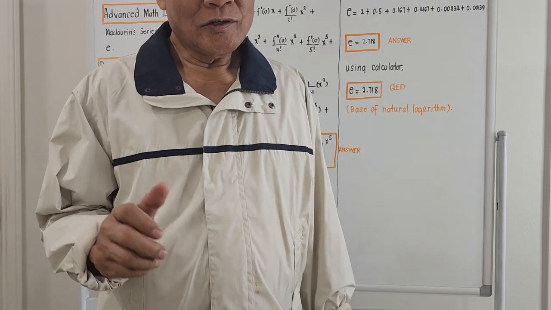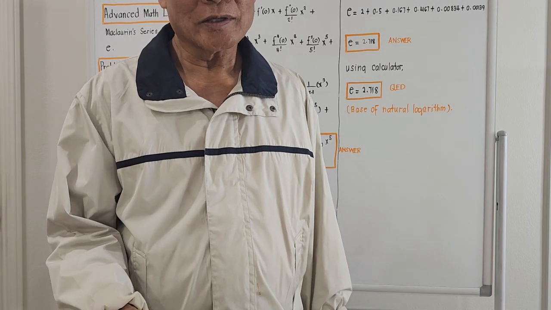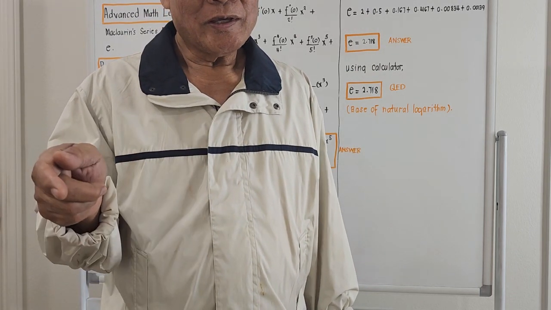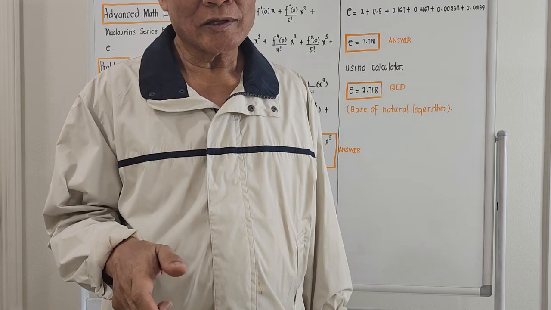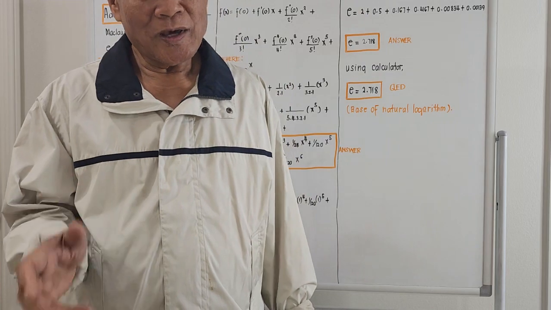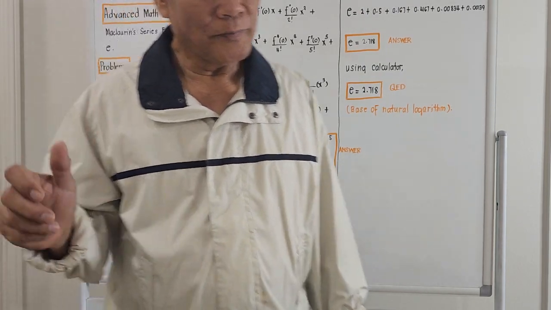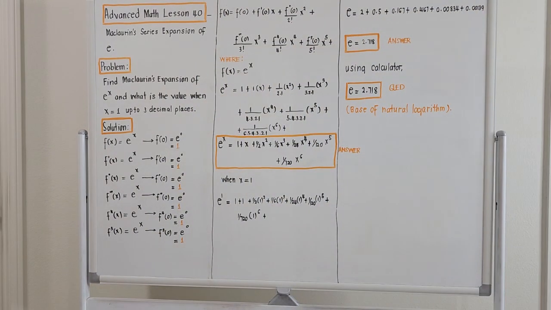It will be the so-called derivation of the base of natural logarithm. The value e, the base of the natural logarithm, we will be deriving the value of that using Maclaurin series of expansion.